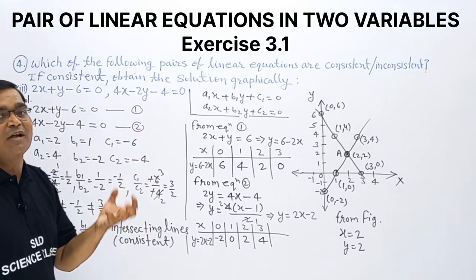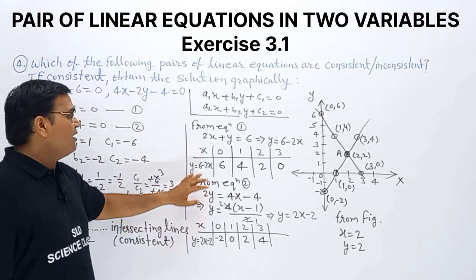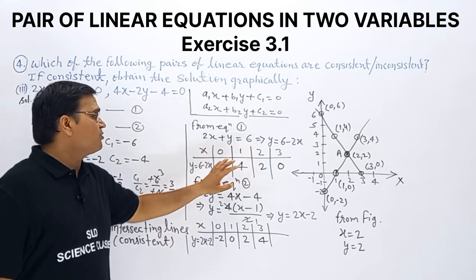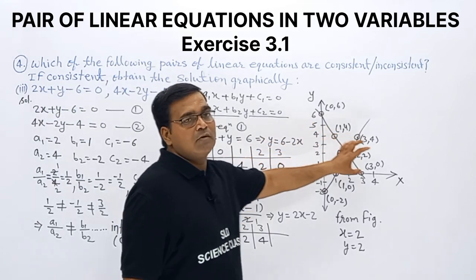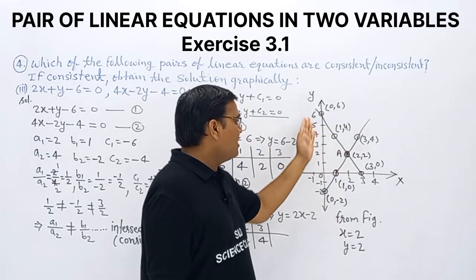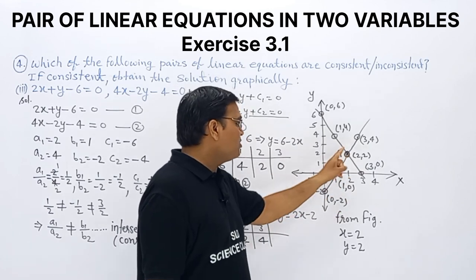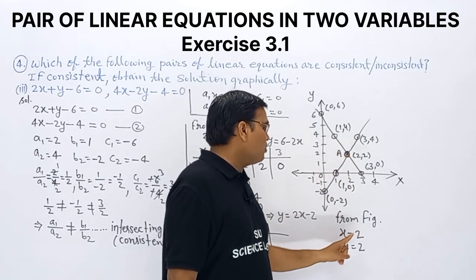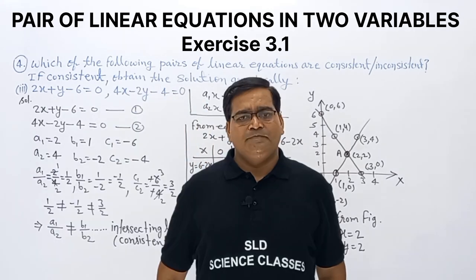So we will draw a graph. We solve each equation for y, find different values of x and y, put these coordinates on graph paper, and get these lines intersecting at this point. From this point we can say x equal to 2 and y equal to 2, and this is the answer.